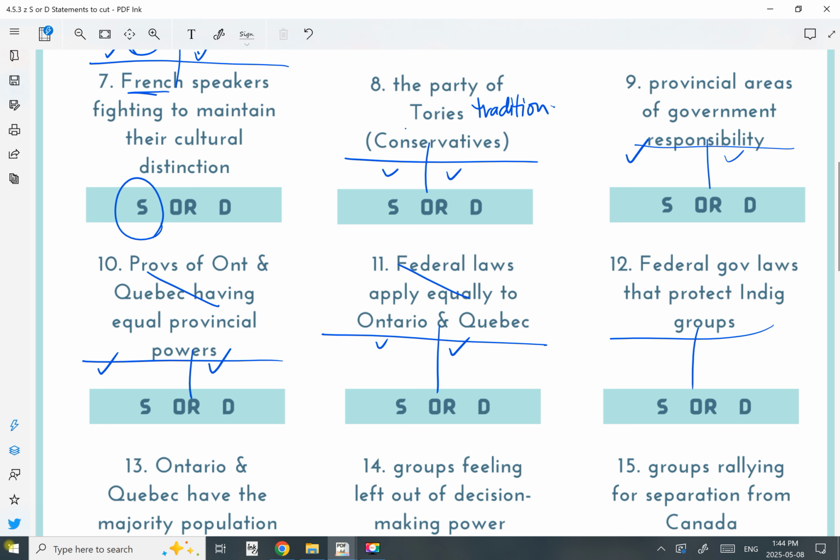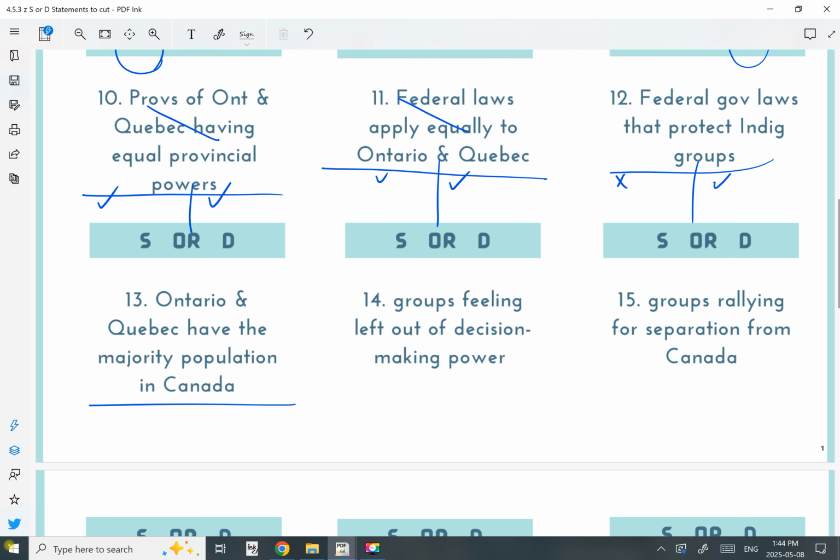Are there federal government laws that protect Indigenous groups? We know that the federal government today protects Indigenous groups. It didn't at the time, though, so we would say no to the past, right? Indigenous people, at this point, there's no treaties, which means that they have no relationship to Indigenous groups, so that'd be a difference.